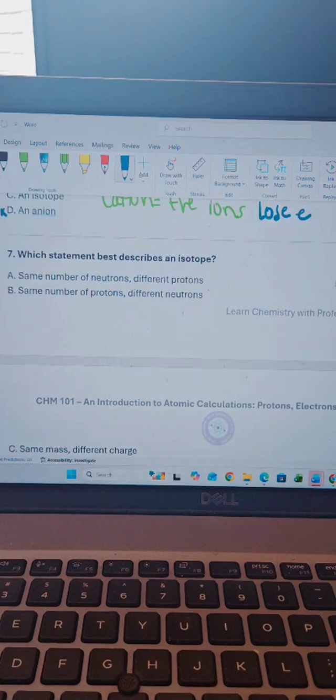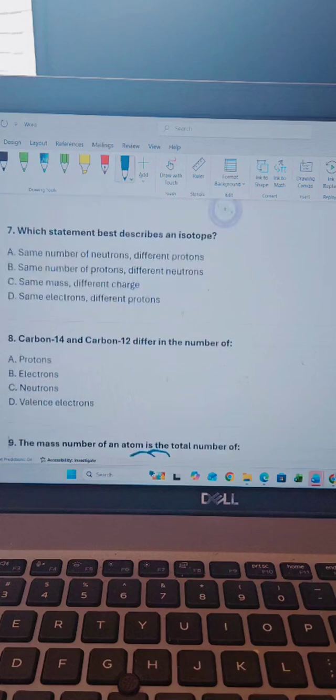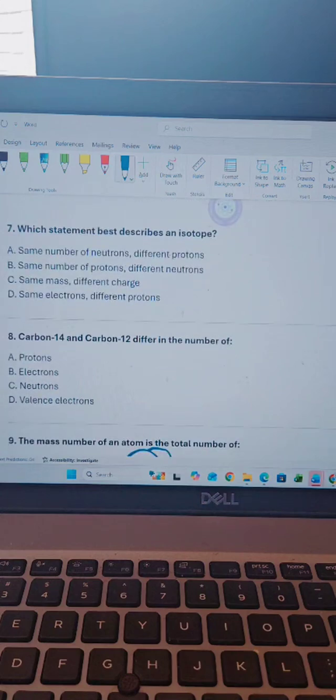All right, so we pretty much answered question 7 earlier. So in case you all just stepped in, we'll go ahead and hit 7 and 8. Number 7, which statement best describes an isotope? Same number of neutrons, different protons. We know that's not the case.